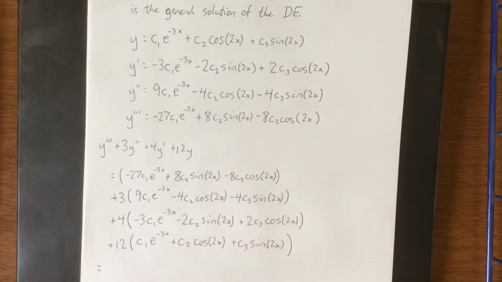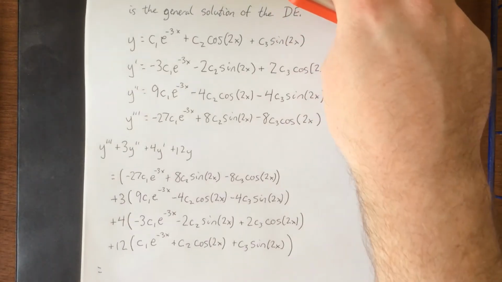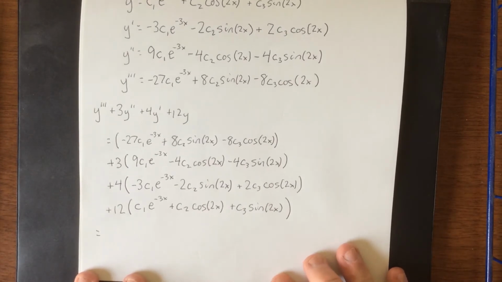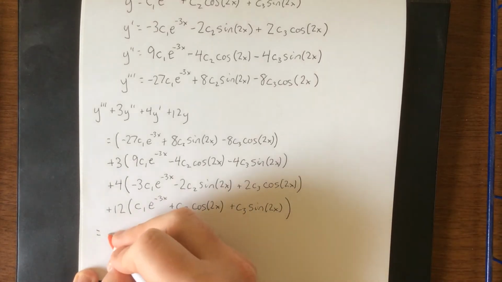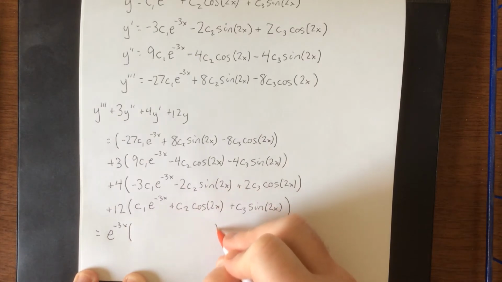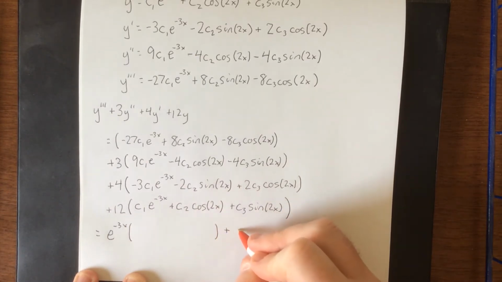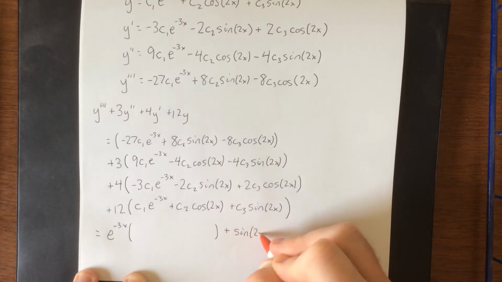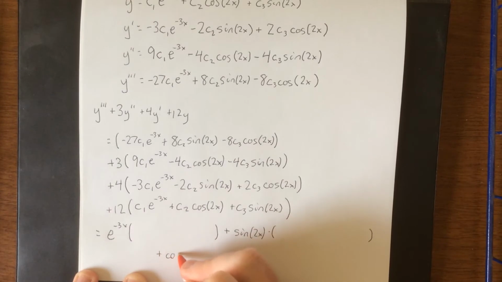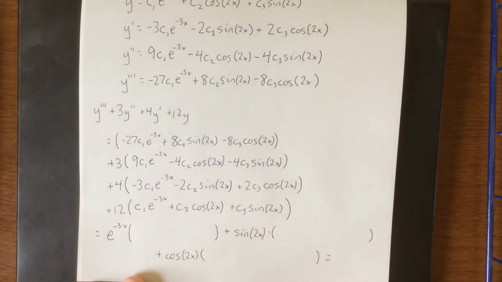Then we get to simplify all this. That should be fun. So my recommendation is to turn this into the three different kinds of functions that we see here, and then just sort of factor that out and take a look at all the coefficients that we get. So we are going to see e to the negative 3x times a whole bunch of things. We'll also have the sine of 2x times a whole bunch of things. We'll also see the cosine of 2x times a whole bunch of things.